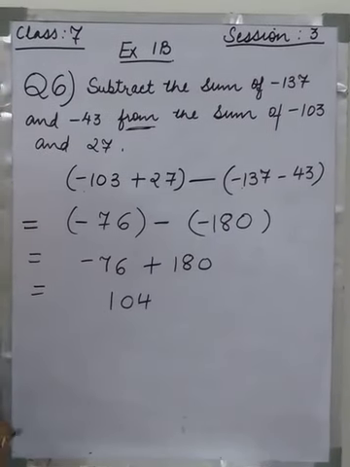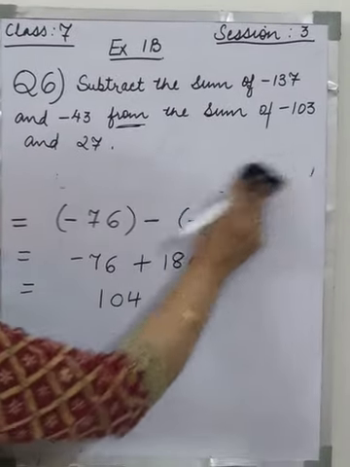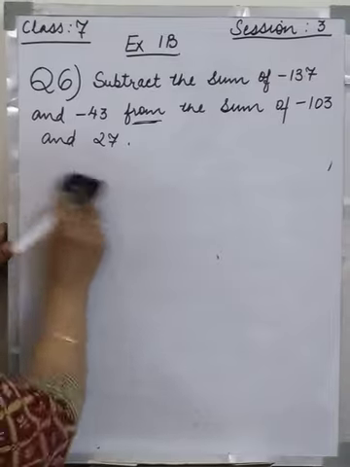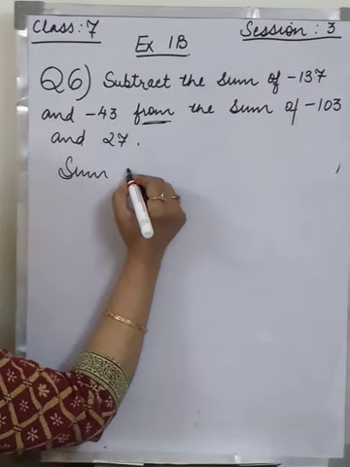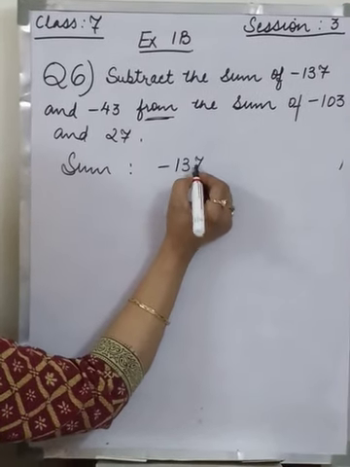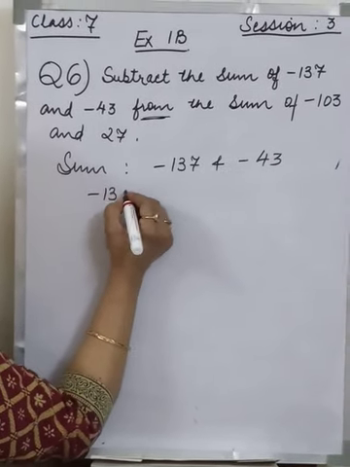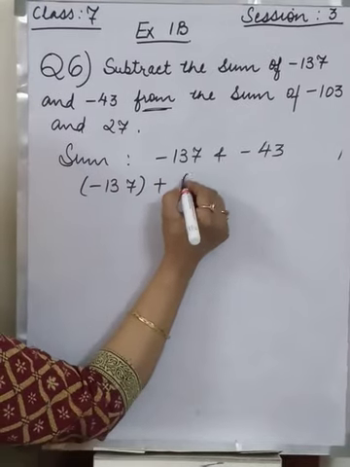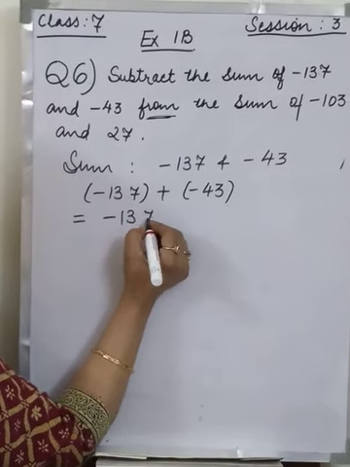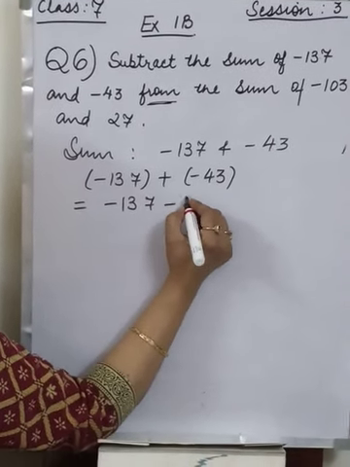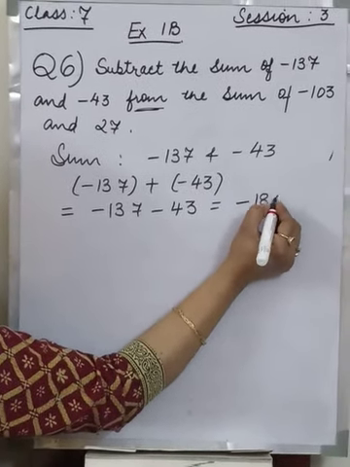Or if you are finding difficulty, you want to do it in parts, then instead of writing this way, you can do it in parts also. How are we going to do it in parts? Let's see. First we will find both the sums separately. Sum of minus 137 and minus 43. So you write minus 137 plus minus 43. This will give you minus 180.